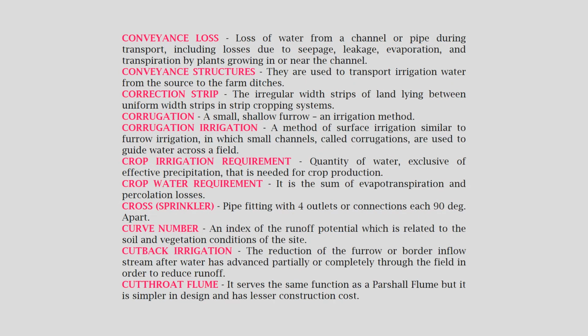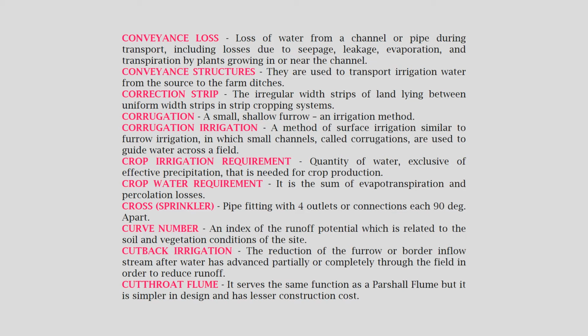Conveyance loss. Loss of water from a channel or pipe during transport, including losses due to seepage, leakage, evaporation, and transpiration by plants growing in or near the channel. Conveyance structures. They are used to transport irrigation water from the source to the farm ditches.